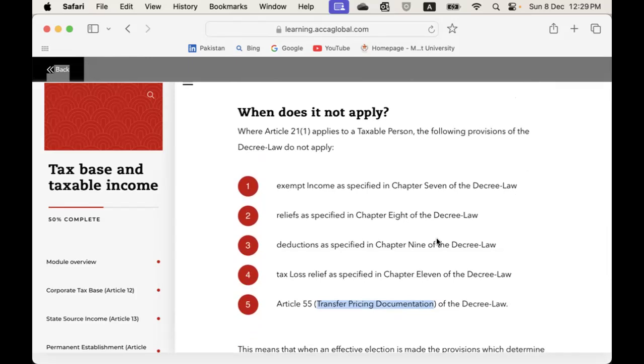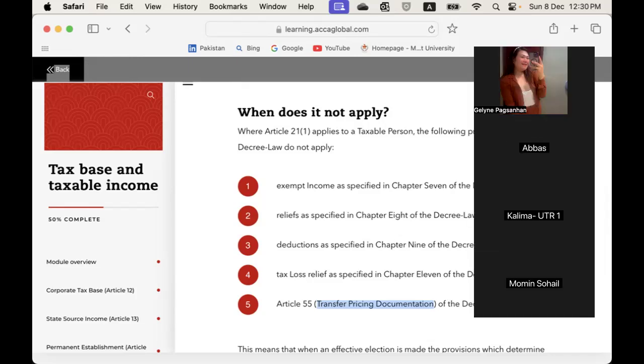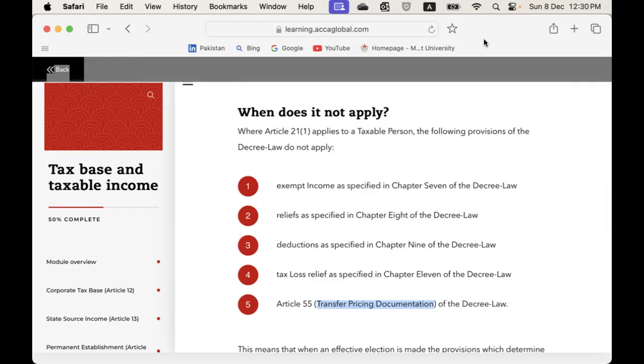Abbas? Farjad, Abbas, or who else is there? Absar, anybody else? There is a need to ensure arm's length transactions are being done. Okay, anybody else?